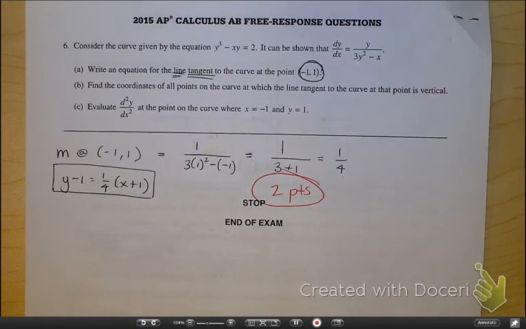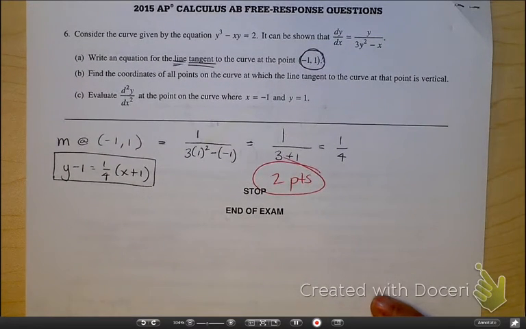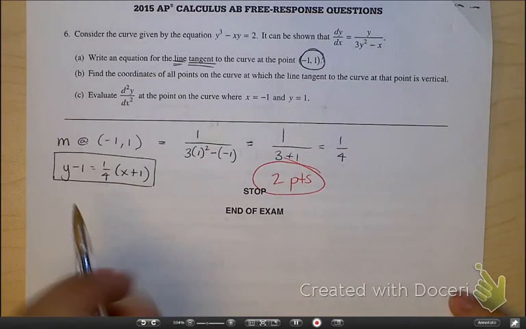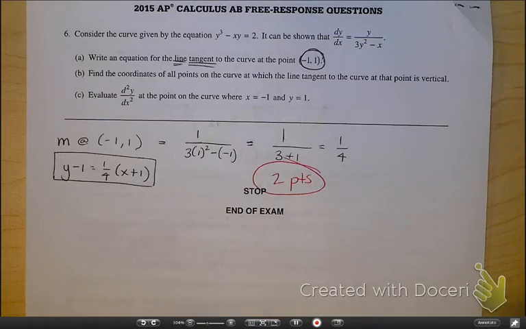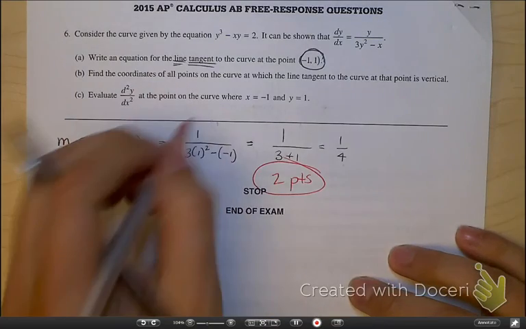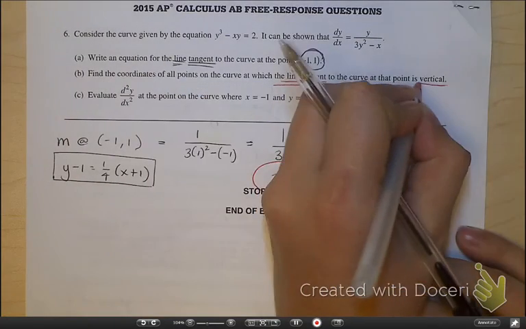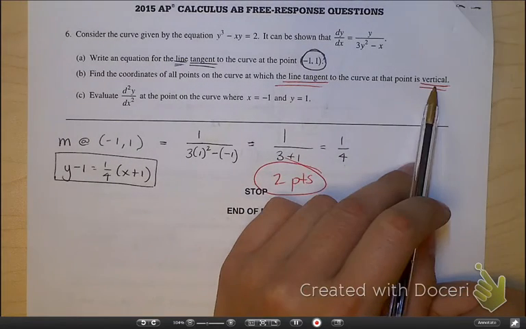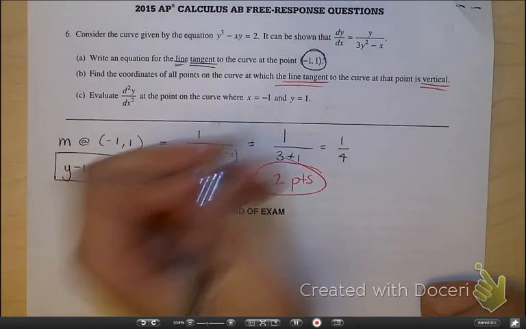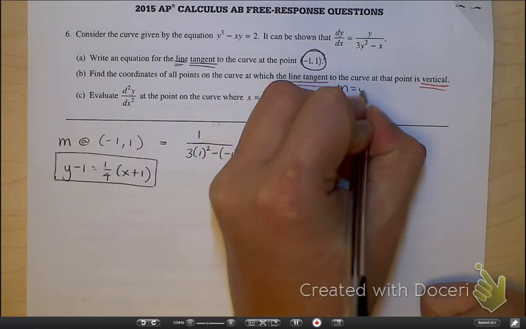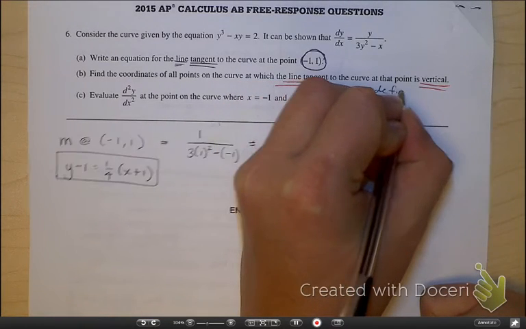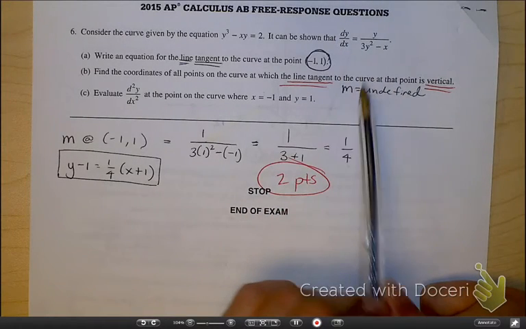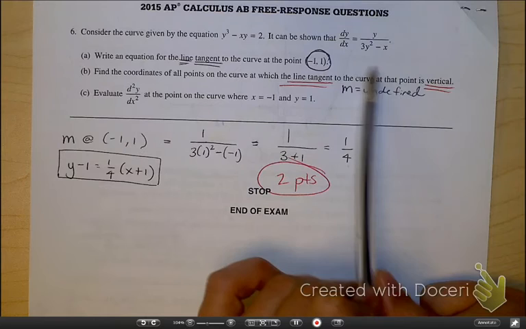Part B. Find the coordinates of all points on the curve at which the tangent line to the curve at that point is vertical. So this is kind of a conceptual question. Find all coordinates of the points on the curve at which the tangent line is vertical. Well, a tangent line that's vertical has a slope of what? A slope that's undefined. So I'm looking for where the derivative is undefined, or in other words, where this function is undefined.